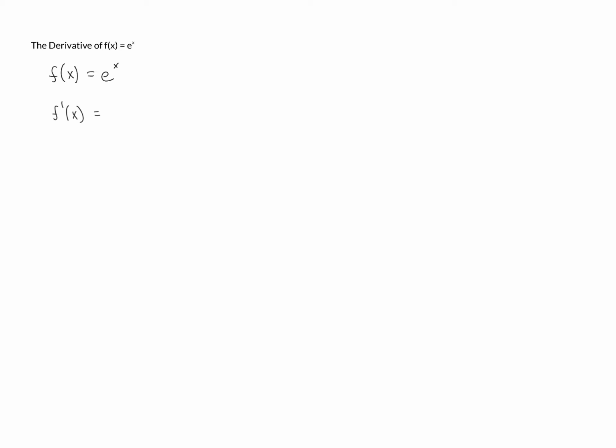If we want the derivative of this, we've got the limit as h approaches 0 of our function at x plus h minus f of x all over h. And then we can use our function here, e to the x. If we have f of x plus h, this is going to be e to the x plus h, and then minus e to the x all over h.